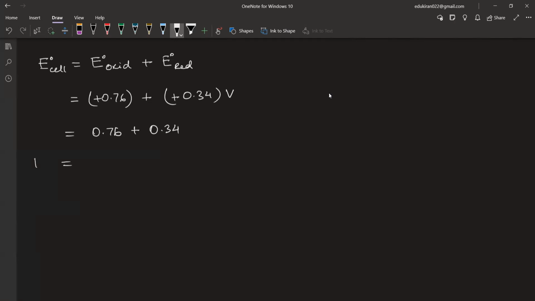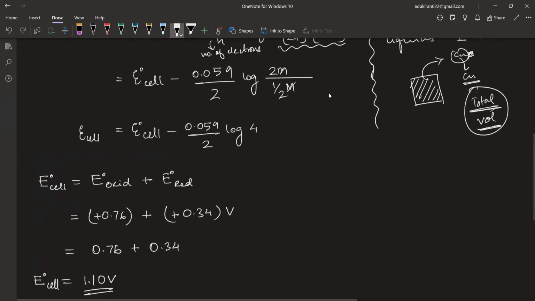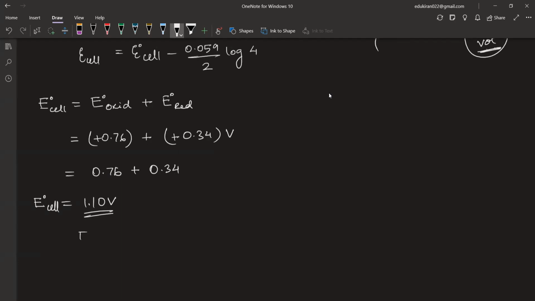Add this. E naught cell will be equal to 1.10 volts. Now we just need to plug in the value: E cell is equal to 1.10 volts minus 0.059 divided by 2 and log of 4. Now tell me, what will be the value of log 4? Who knows what is the value of log 4?